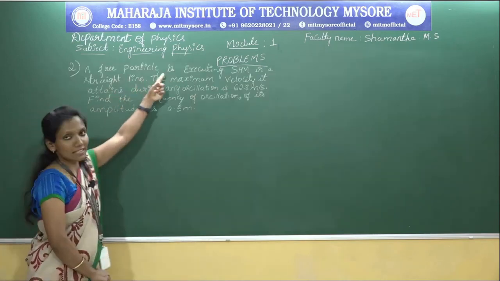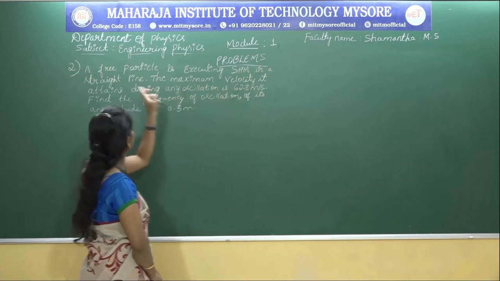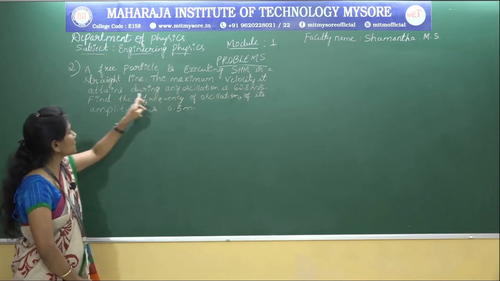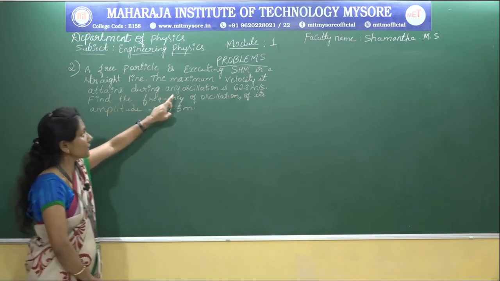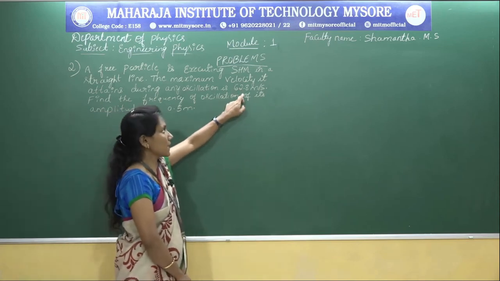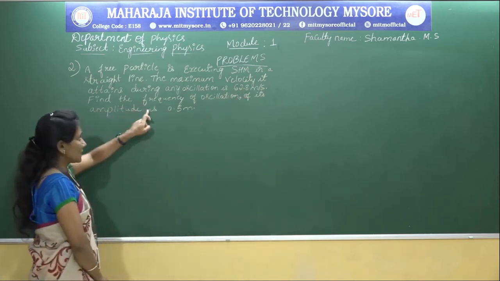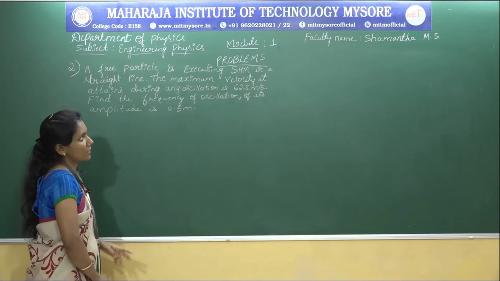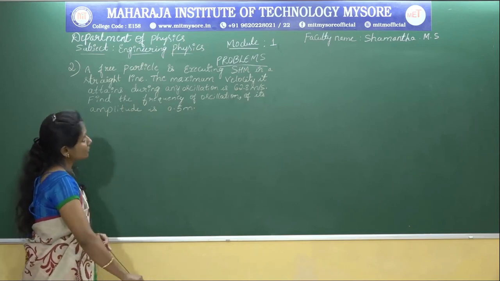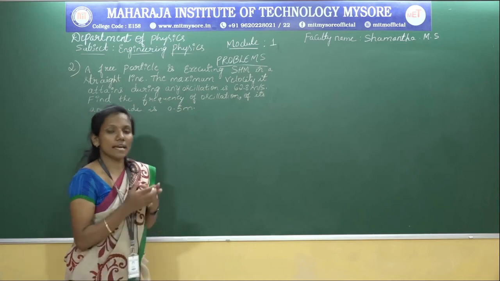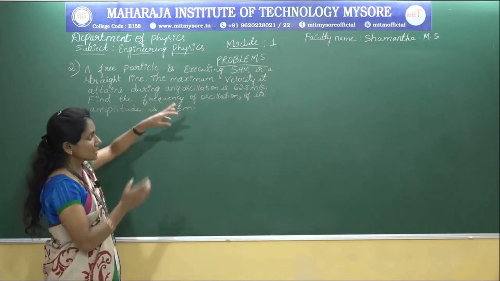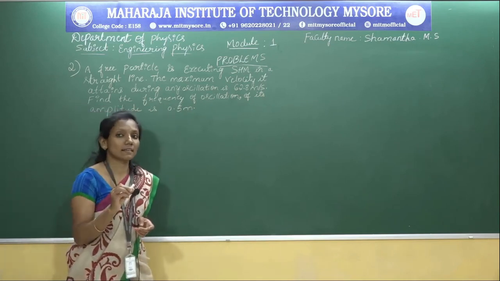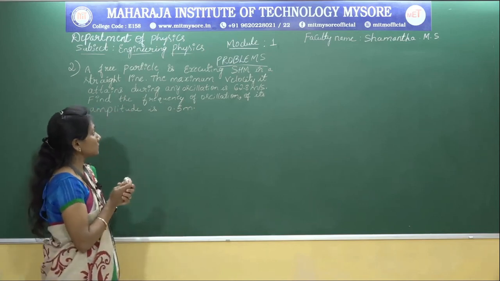A free particle is executing SHM in a straight line. The maximum velocity it attains during any oscillation is 62.8 meter per second. Find the frequency of oscillation if its amplitude is 0.5 meter. Okay. So now a particle which is executing a SHM in a straight line, what is the maximum velocity it attains while it's oscillating?